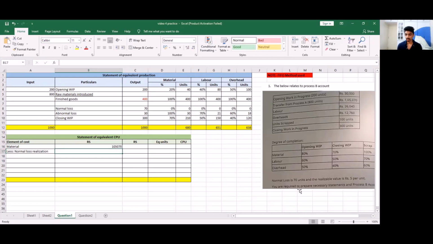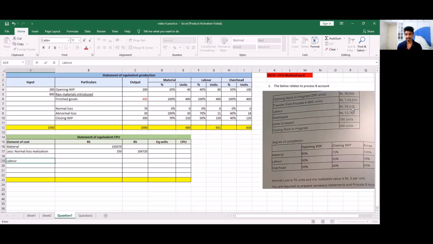The amount is going to be 70 units into 5. So we have 70 into 5, which is 350. So we get the material value of 1,05,070 minus 350. And we write this here. 1 lakh minus 350 is going to give us 1,04,720.